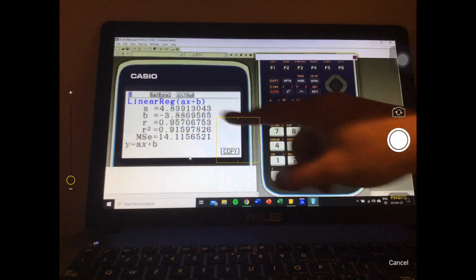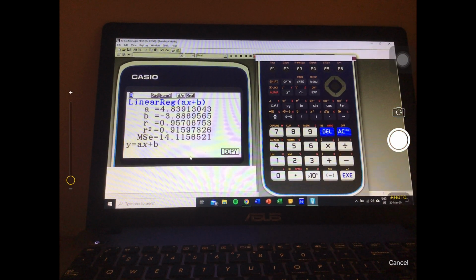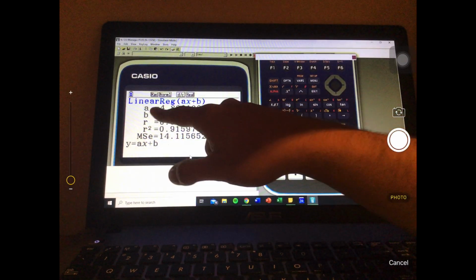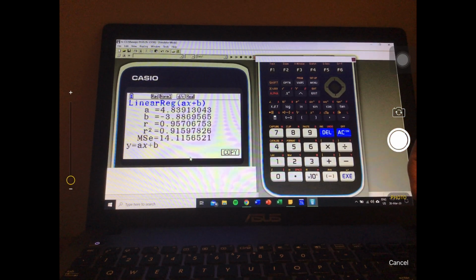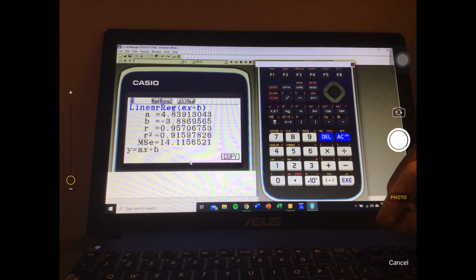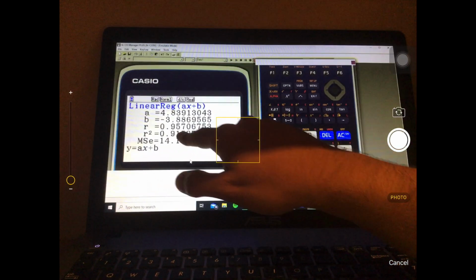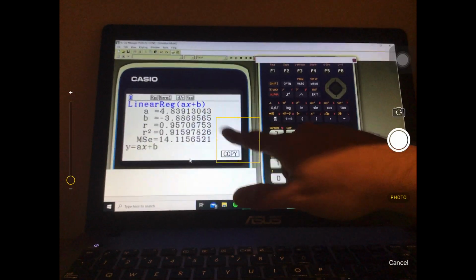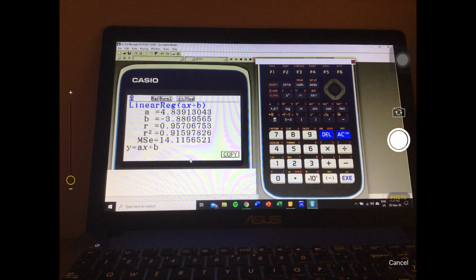In the following classes, we're going to see what all of the other parameters are telling us, but basically they are telling us the values of a and b, which are the parameters of the regression line that we're going to use to predict future values. But what we're interested in now is this value of r, which is 0.957, which is exactly the value that we got by calculating by hand. So this is how you do it quickly using your calculator.